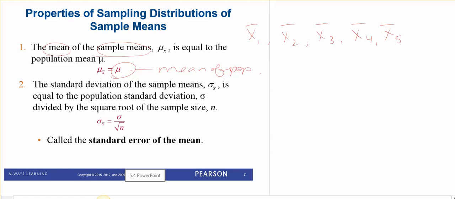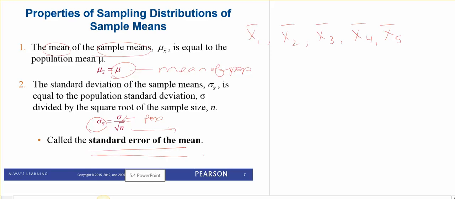The standard deviation then is found by doing this. So this would be the standard deviation of the average of the means, okay? And it is the standard deviation for the population divided by the square root of the sample size you're taking. We also call this the standard error of the mean.